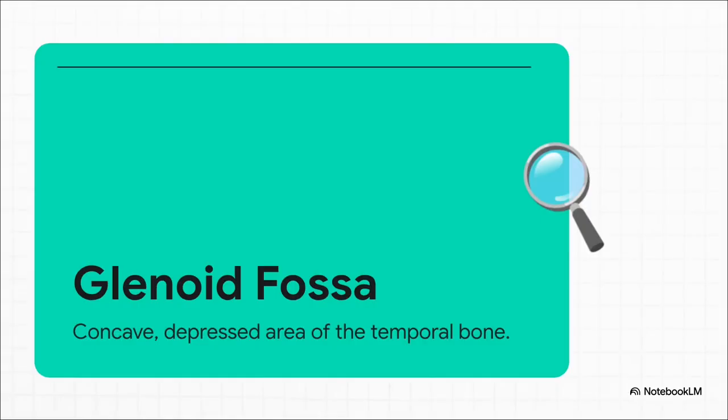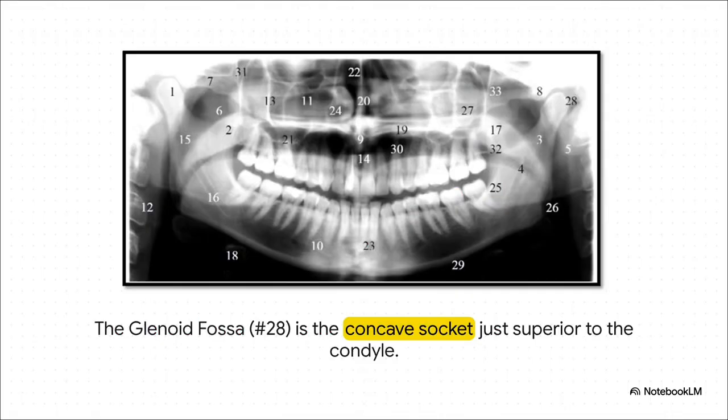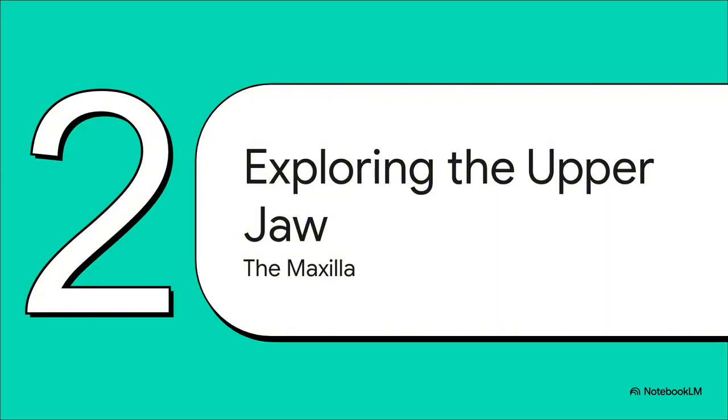Well, of course, a ball needs a socket to fit into, and that socket has a name, the glenoid fossa. It's this little depression in the temporal bone of your skull, and it's basically the perfect shape to hold that condyle. So if we look back at the map, you can see it so clearly. The fossa is this curved, white shape sitting right above the condyle we just found. You can literally see the ball fitting right into the socket, and together, that's what makes up that super important jaw joint. Okay, tour's moving on.